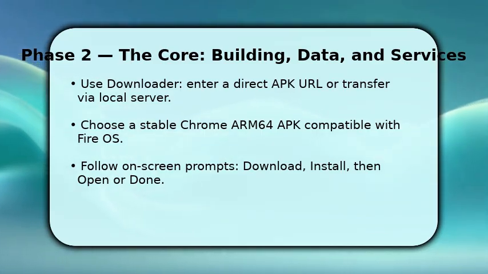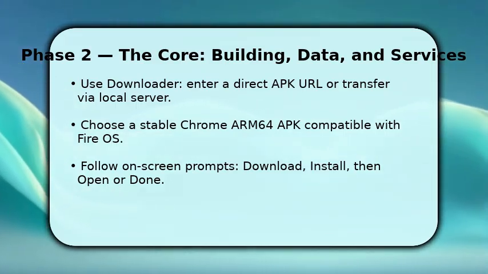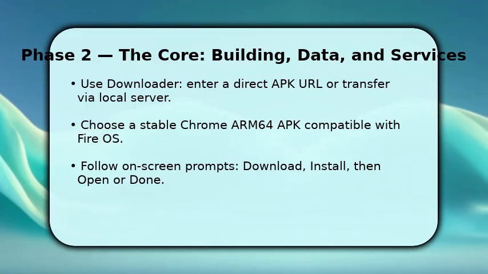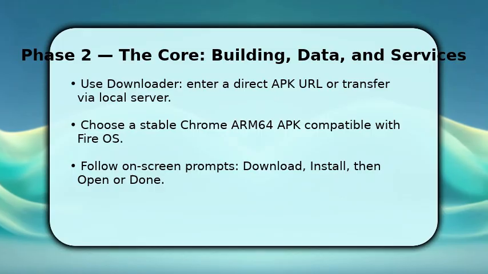Once the APK downloads, press Install and watch the package installer. Make sure you allow any requested permissions. After installation, pick Open to test Chrome, or choose Done to clear the APK from storage to save space.